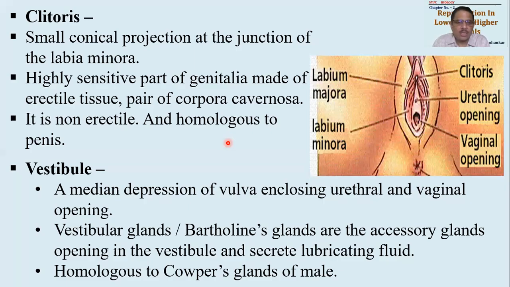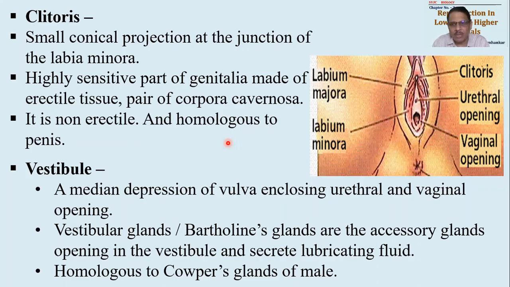At this particular place, there is a pair of glands available. This gland is called as urethral, is it? No, Bartholin's gland, homologous to bulbourethral gland. Okay, or Cowper's gland. देखो मेल्स में कॉपर्स ग्लैंड थे, और एक नाम क्या था उसका, bulbourethral gland. फीमेल में उसका homologous gland है, that is vestibular gland or Bartholin's glands.